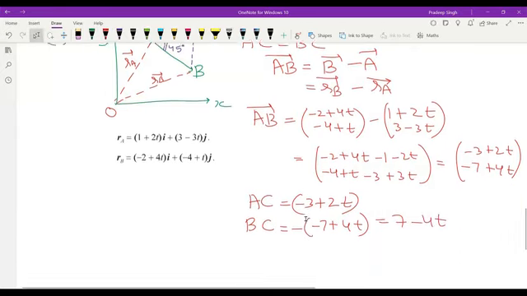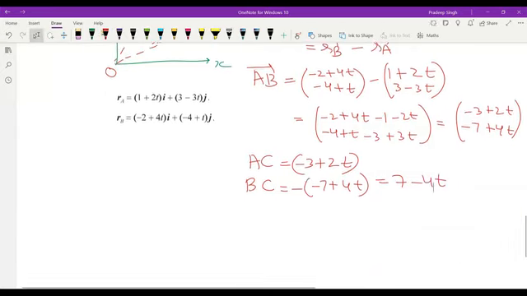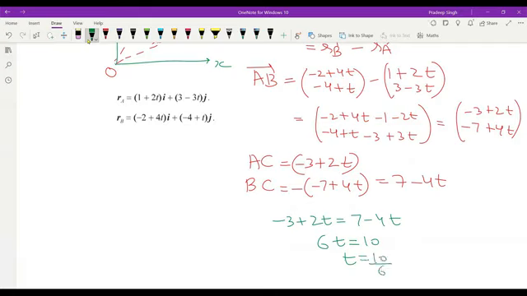Now we use the concept that x and y components are equal. So we equate minus 3 plus 2t with 7 minus 4t. Let's simplify this expression. We'll get 6t equals 10. t is equal to 10 upon 6, which is 5 by 3, which can be written as 1.66 hours. And that's the answer for part C.